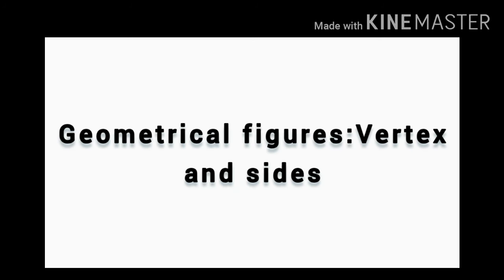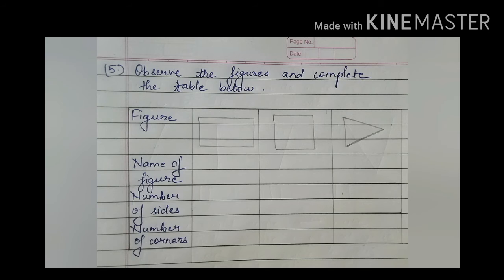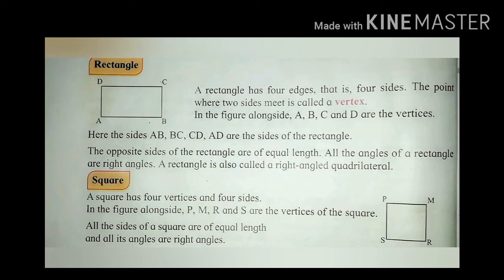Next, geometrical figures, vertex and side. Now here there's a table. Observe the figures and complete the table below. Figures: a rectangle, square and triangle. Now a rectangle has four edges, that's four sides. The point where two sides meet is called a vertex.